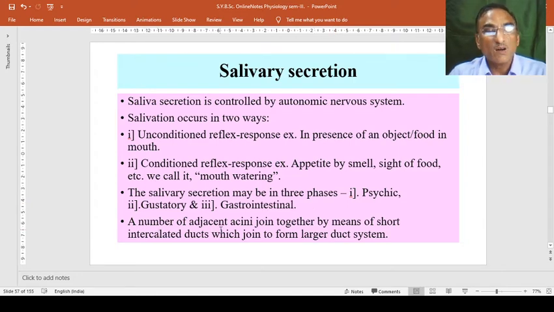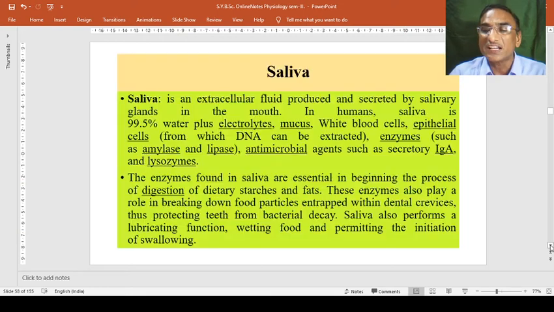A number of adjacent acini are the basic sacs of the secretory material, the salivary material, which is stored in the acini in the salivary glands. So acini join together by means of short intercalated ducts which join to form a large duct system, and this is the salivary gland system, or we can say salivary duct system, through which the saliva is secreted in the mouth and the action of digestion is carried out there too.